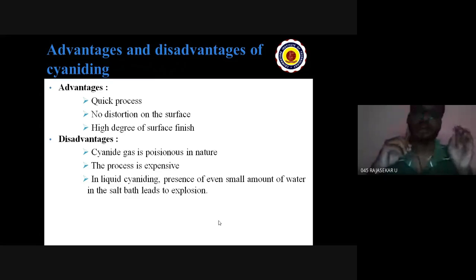In liquid cyaniding, the molten salt bath should be water free, because even a small percent of water leads to a big explosion. So the main disadvantage is that it should be carried out with care.